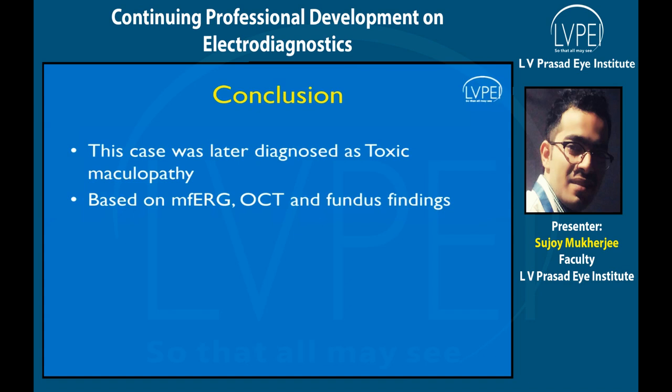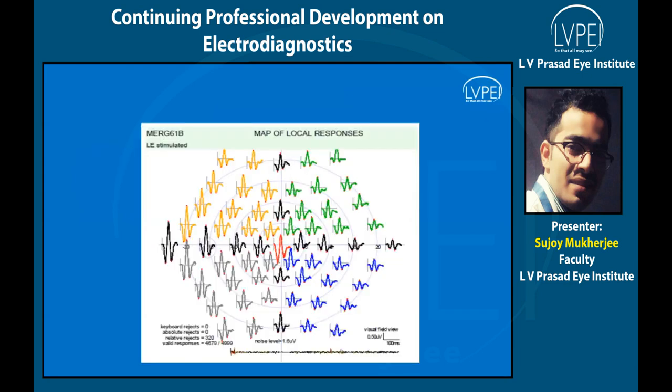At the end, that case was diagnosed as toxic maculopathy in the right eye. But again, keeping in mind, just based on MFERG it is not good enough to diagnose, because the test result must be correlated with OCT and the fundus findings too. Now, I will show you a particular MFERG here. First, the low signal to noise ratio, and how that gives an impact, I have already highlighted.